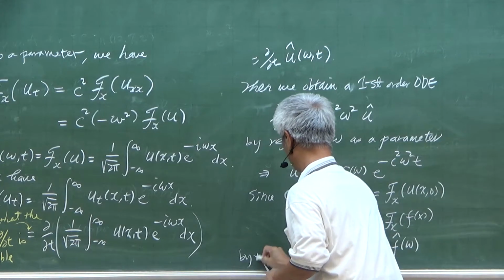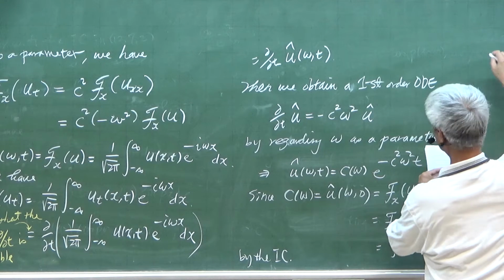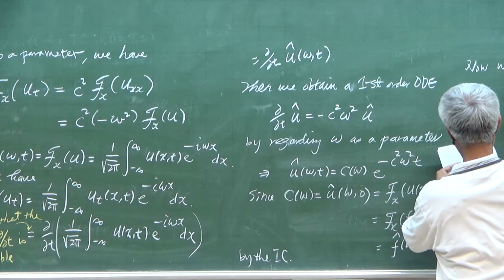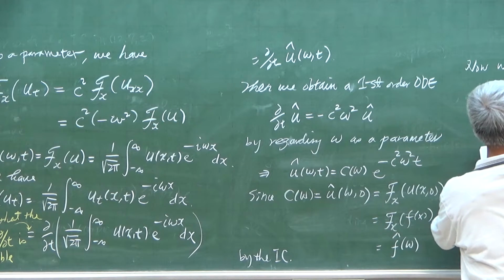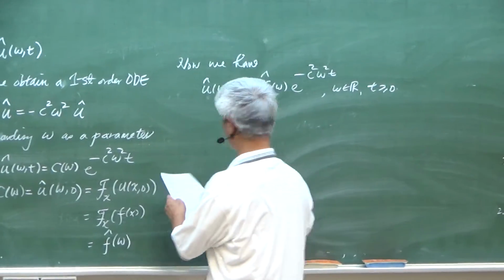By the initial condition. Okay, so now we have U hat(omega, t) = f hat(omega) e^(-c² omega² t) for all omega in R and t greater than 0. So basically, we are almost to our destination because we have the Fourier transform of u(x,t) with respect to x. So what we have to do is take the inverse Fourier transform.